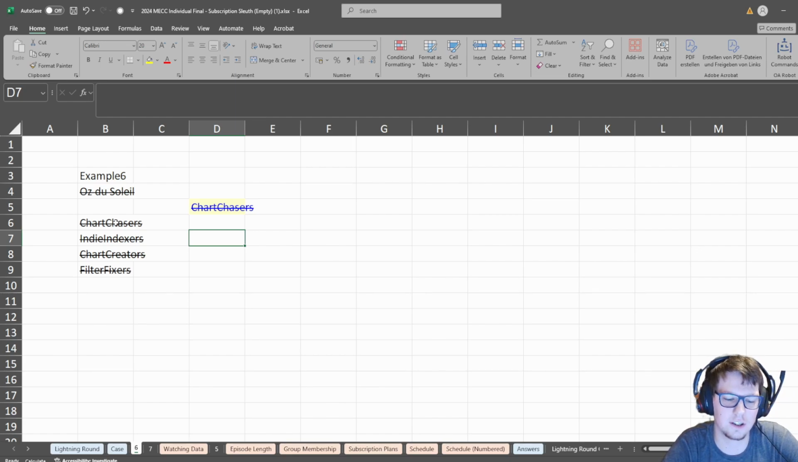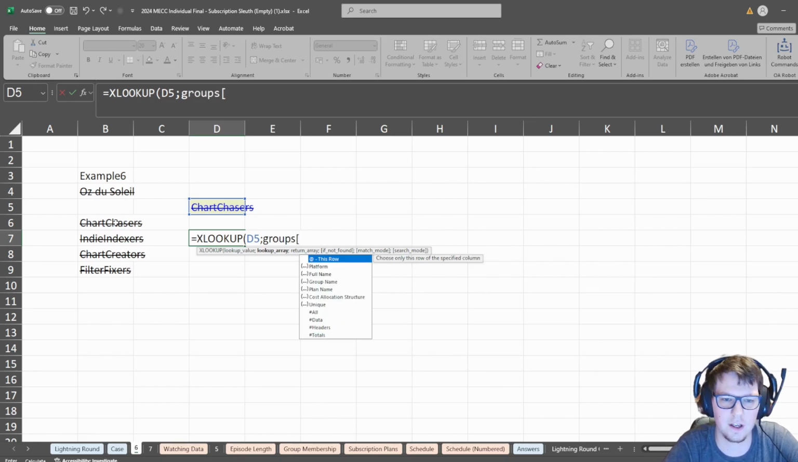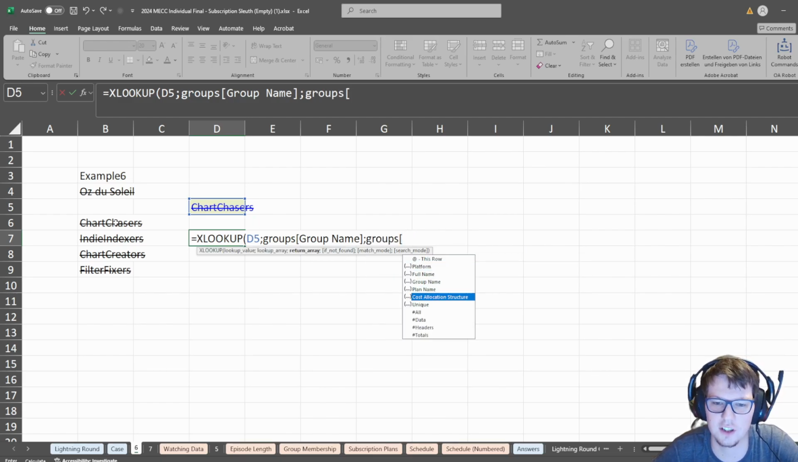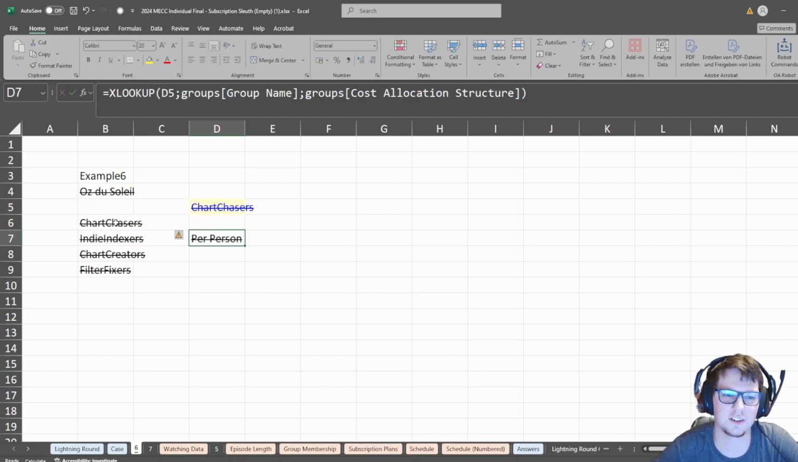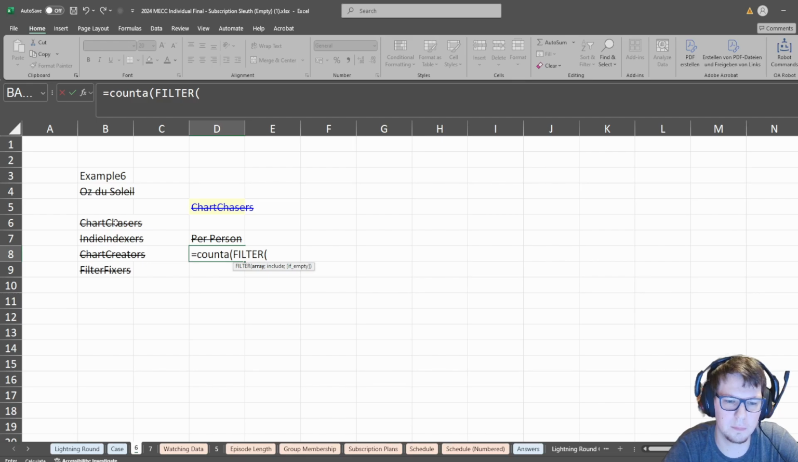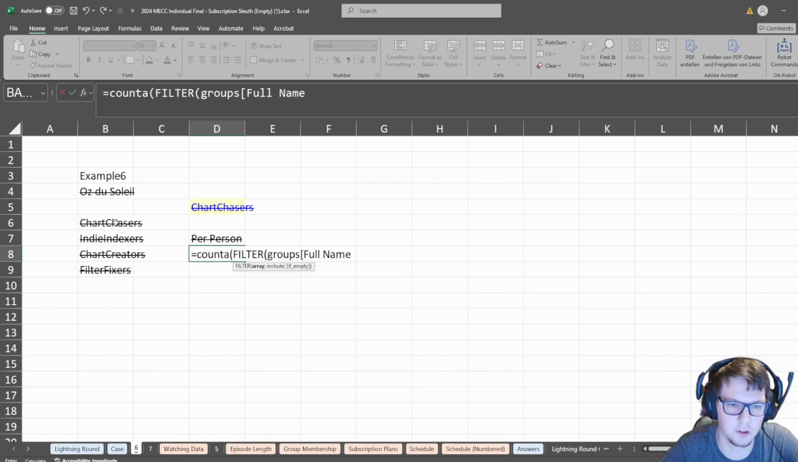The first question is, what is it called in this case? The cost allocation structure for the chart chasers. It's per person. That's pretty easy, because if this is per person, then we just have to calculate the amount of people that are in this group. So we need the full names.